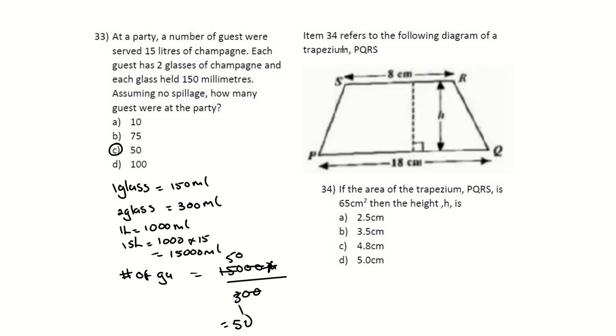Item 34 refers to the following diagram of a trapezium. If the area of the trapezium is 65, this is a repeated question, by the way. I believe the answer was 5, but let's check it out. That's 8 plus 18, times a half, times my height of 5, and we're supposed to get 65. 8 and 18 is 26. A half of 26 is 13, times 5. 13 multiplied by 5 is in fact 65, so we know that the answer is D.